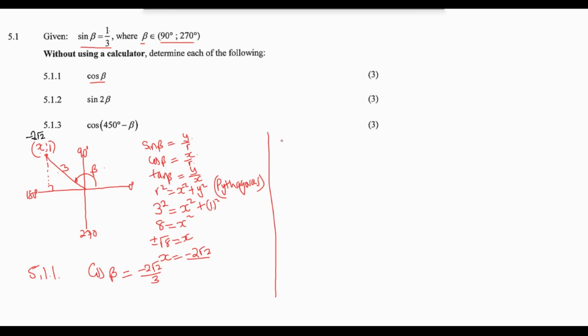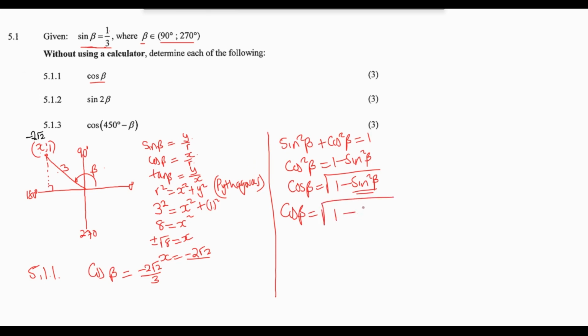The other thing we can do to answer question 5.1, remember that from grade 11, we did this identity, which says sine squared beta plus cos squared beta is equal to 1. So cos squared beta is equal to 1 minus sine squared beta. We can square root both sides to get cos beta, which is equal to the square root of 1 minus sine squared beta. We have sine beta, which is 1 over 3, so we can substitute 1 over 3 there. So cos beta is equal to the square root of 1 minus 1 over 3 squared. This is sine squared beta. 1 over 3 squared is 1 over 9. So it becomes cos beta is equal to the square root of 1 minus 1 over 9.